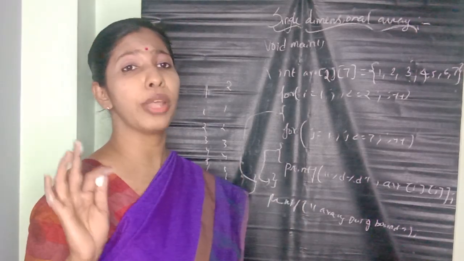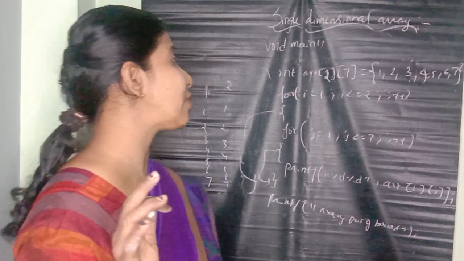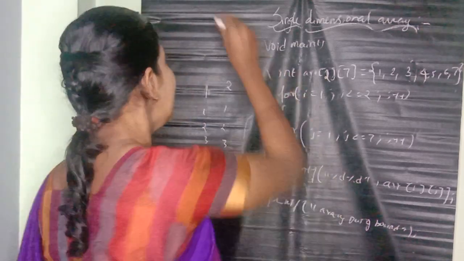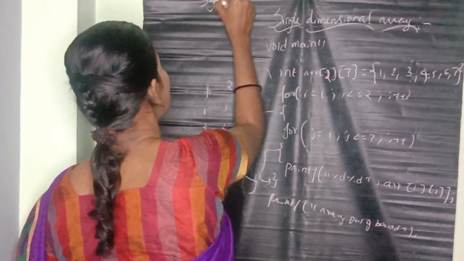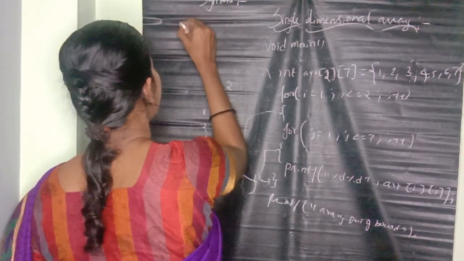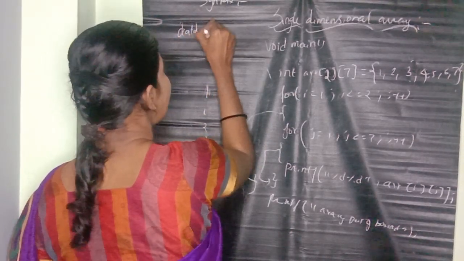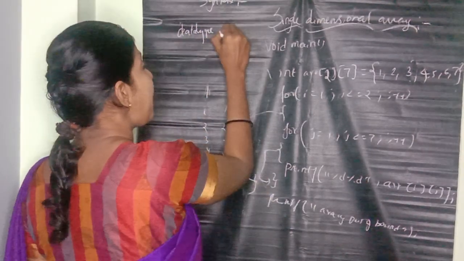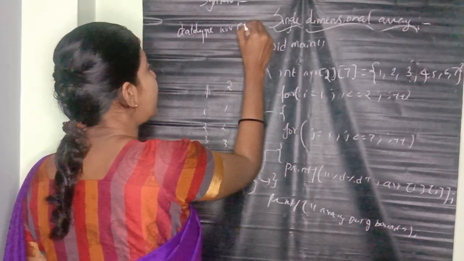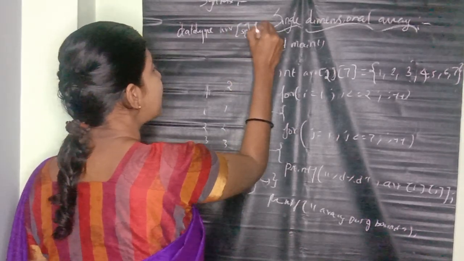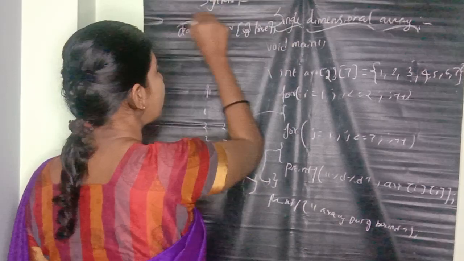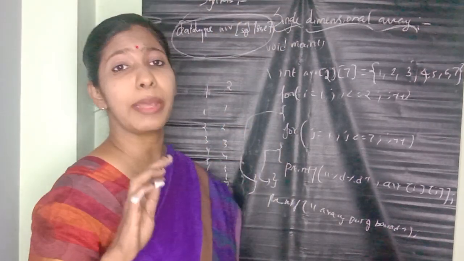This is an example of a 2-dimensional array. And you will see the syntax. I forgot to say the syntax. What is the syntax of this one? Syntax of a 2-dimensional array: data type, array name, of size, comma, size.